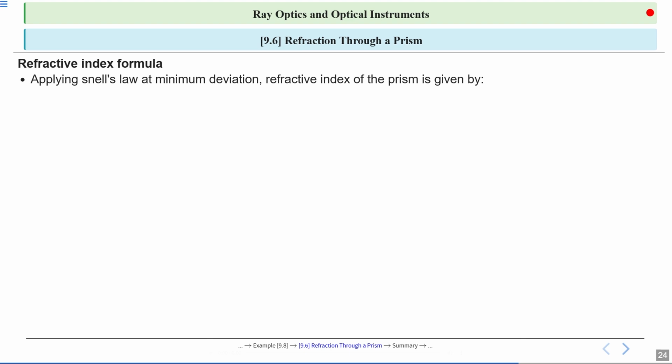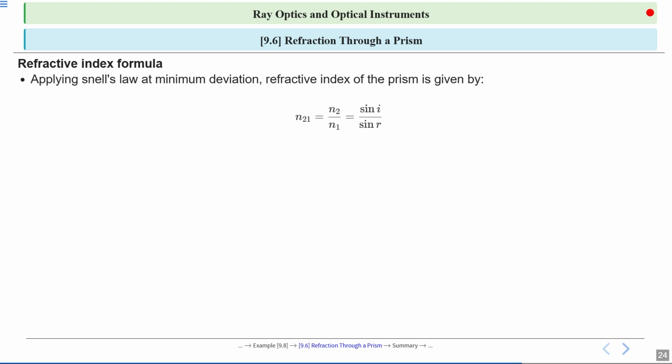Let's start by applying Snell's law at the point of minimum deviation. This is where the refractive index of the prism becomes significant. Remember, Snell's law helps us understand how light bends when it enters a new medium, which is key to calculating the refractive index.